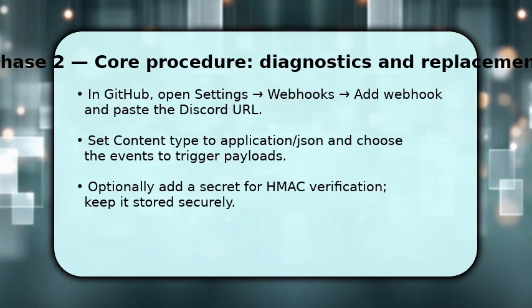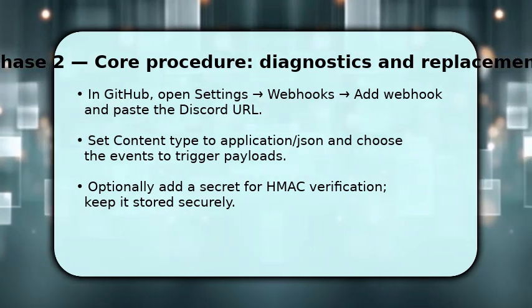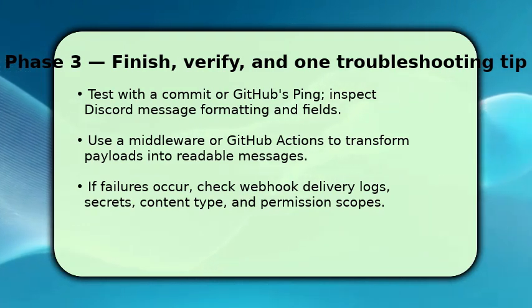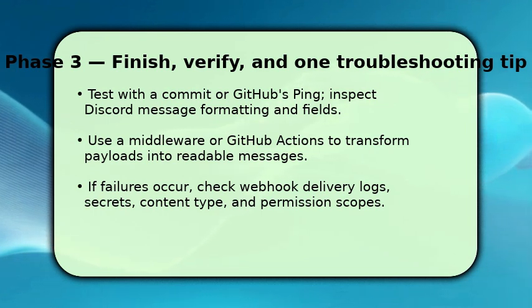Save the webhook, then trigger a test payload to validate. Once saved, trigger a test from GitHub or push a commit to generate a real payload. Then check the Discord channel for the message.